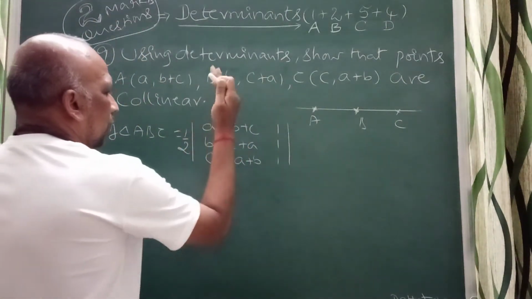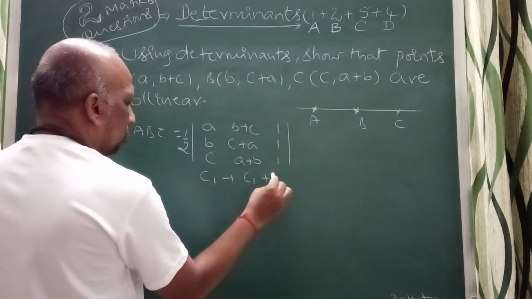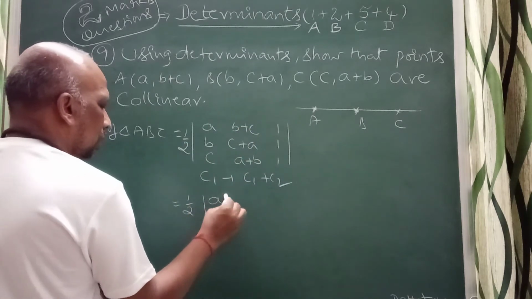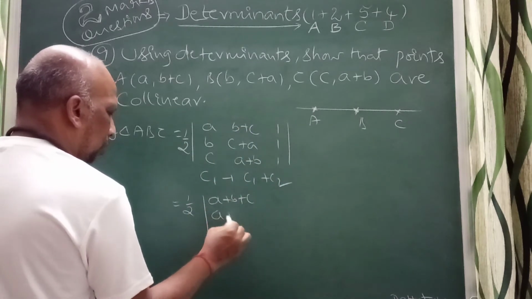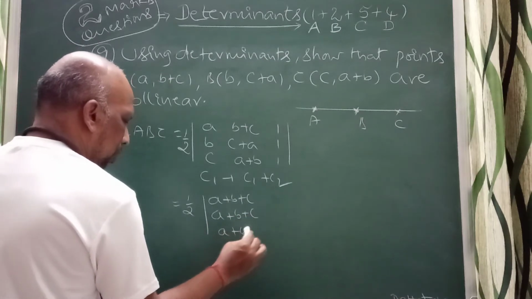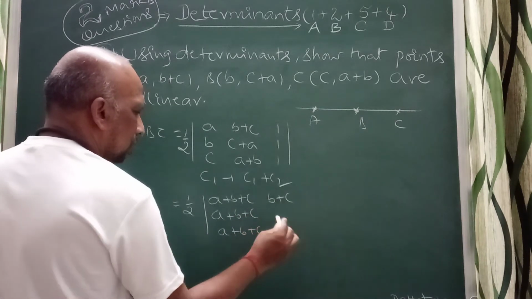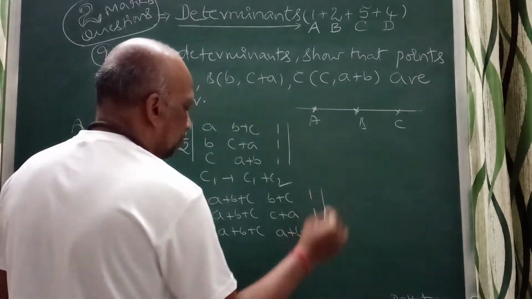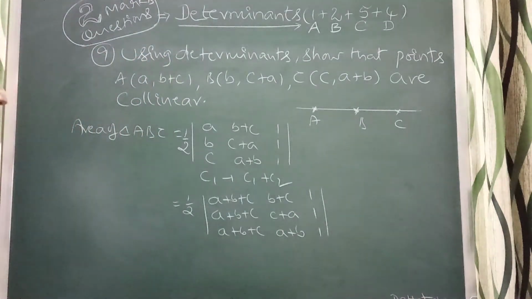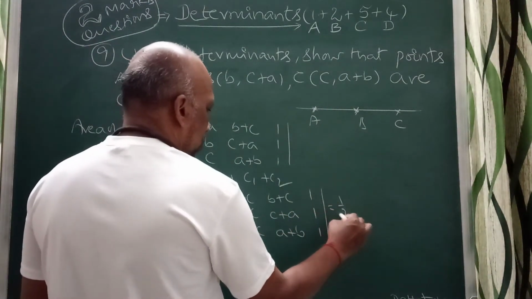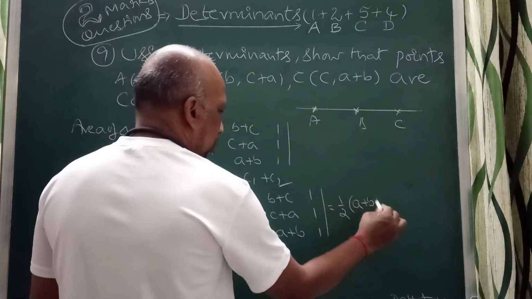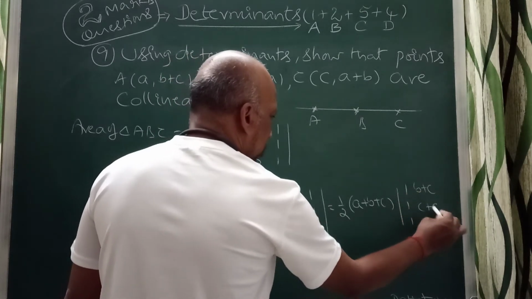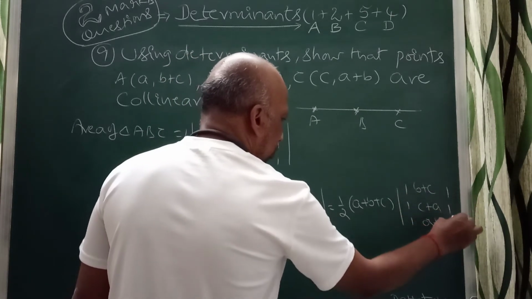So this is column 1, column 2. I can replace C1 with C1 plus C2, right? 1 by 2, add C1 plus C2: A plus B plus C, A plus B plus C, A plus B plus C. The other columns are B, C plus A, and 1, 1, 1. So I can take A plus B plus C common: 1 by 2 into A plus B plus C common, and you will get 1, 1, 1 in the first column, with B, C plus A, and 1, 1, 1.